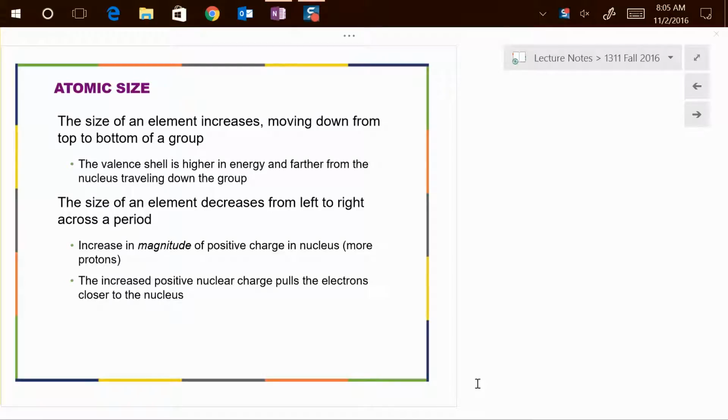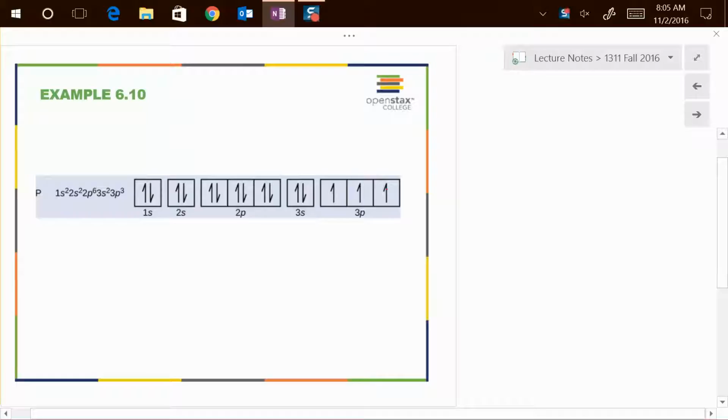Okay, so we left off last time. We were talking about electron configurations, how to write electron configurations, how to write orbital energy diagrams like this. Okay, how to fill the electrons, up, up, up, and then down, down, down. Okay, that's how we would fill it.